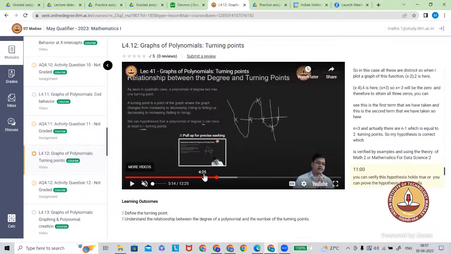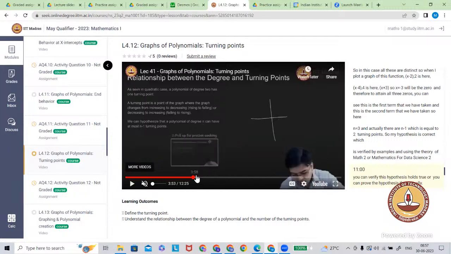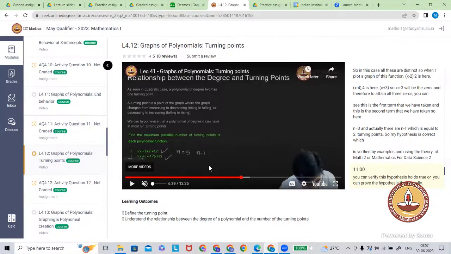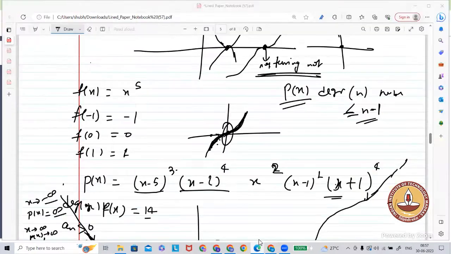There is not much use of the number of turning points. Turning points deal with n minus 1, sir. Yes, n minus 1, see, it is written. So if the degree is n, then the utmost number of turning points would be less than or equal to n minus 1.